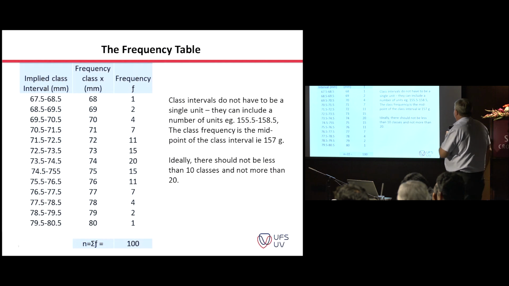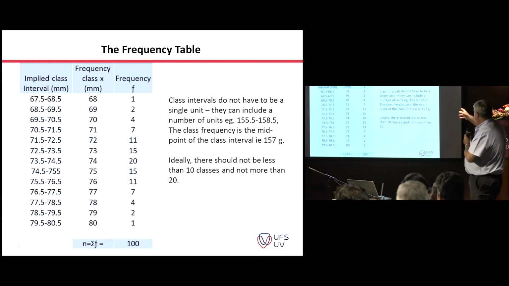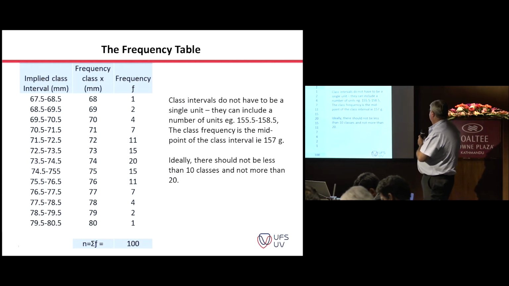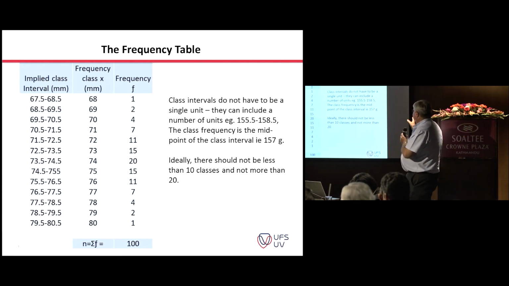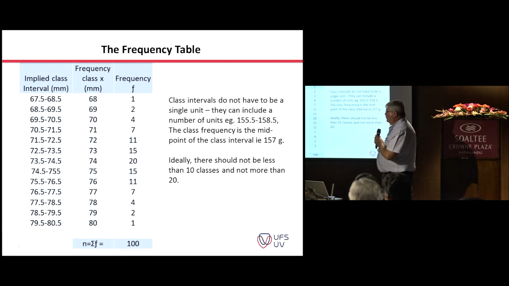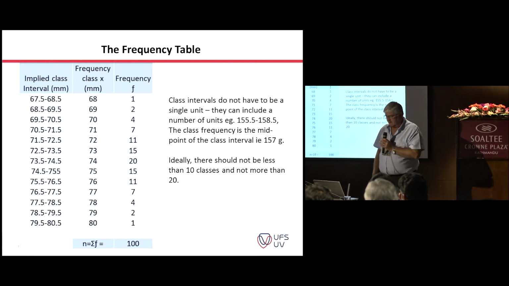The class intervals don't have to be a single unit. They can include a number of units, like 155.5 to 158.5, and so forth. The class frequency is the midpoint, and ideally there should not be less than 10 classes and not more than 20, because otherwise you're going to have so many classes and so many peaks, you're not going to know what's going on.